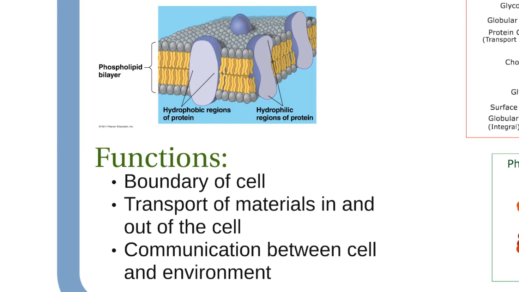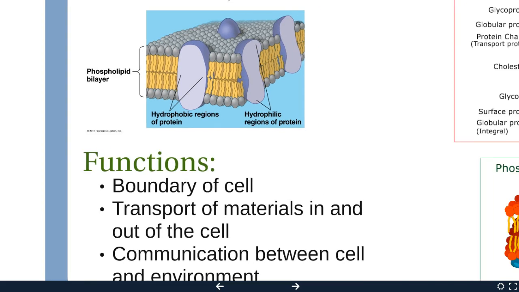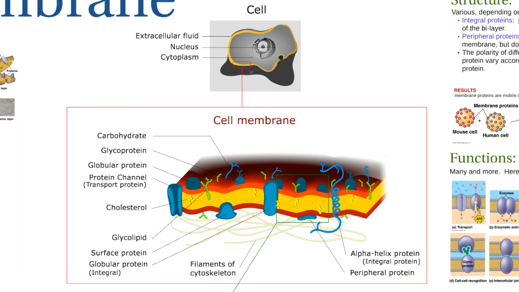The functions of the cell membrane are the boundary of the cell, the transport of materials in and out of the cell, and this right here we're going to talk a lot about in the next week or two, and then communication between the cell and the environment. And it's all going to center on the structure, the properties of phospholipids, so knowing the properties of lipids, and the interaction of these proteins.